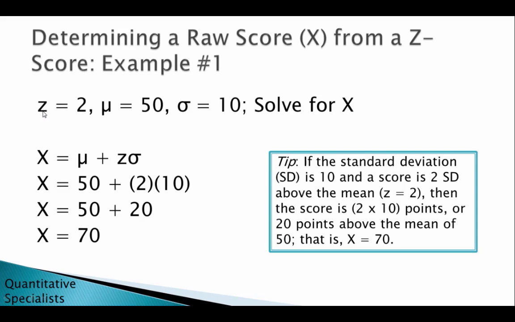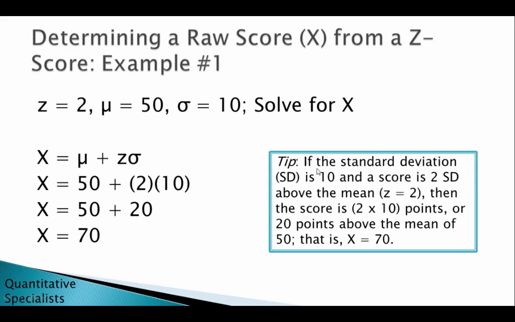In our first example, we have a z-score of 2, a mean of 50, and a standard deviation of 10, and we want to solve for x. So using that formula, we see that the mean is 50, the z-score is 2, and the standard deviation is 10. Multiplying that out, x is equal to 50 plus 20, or x is equal to 70.